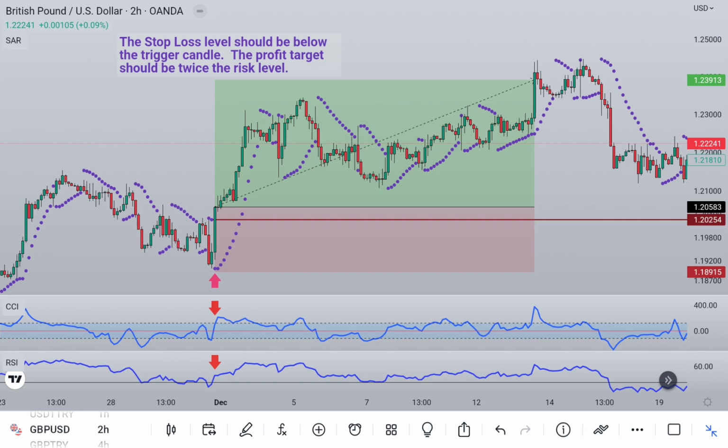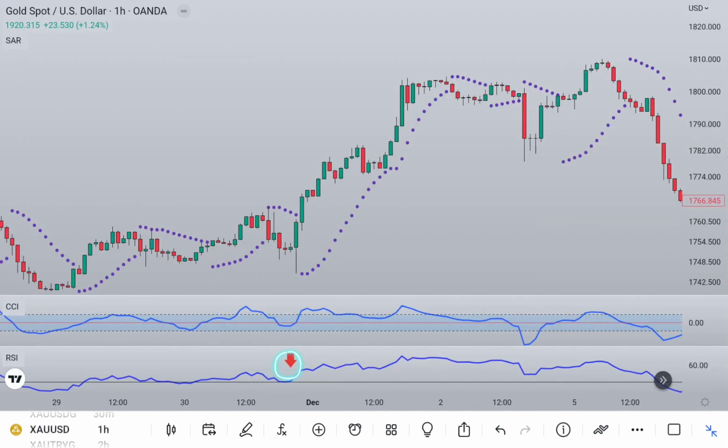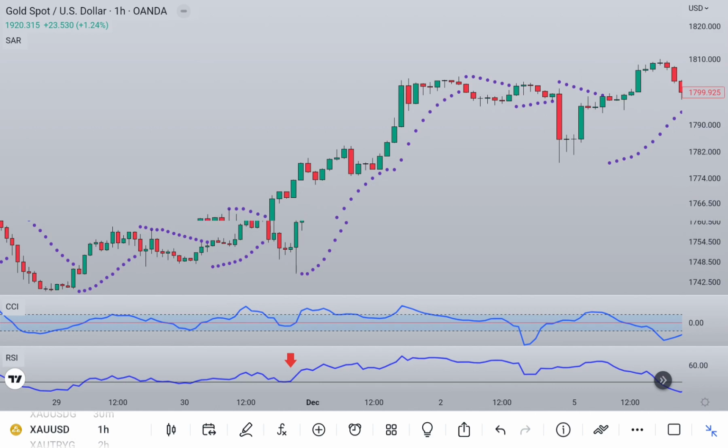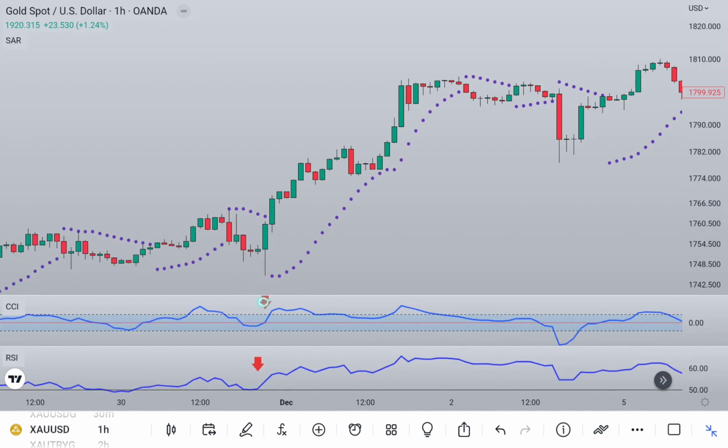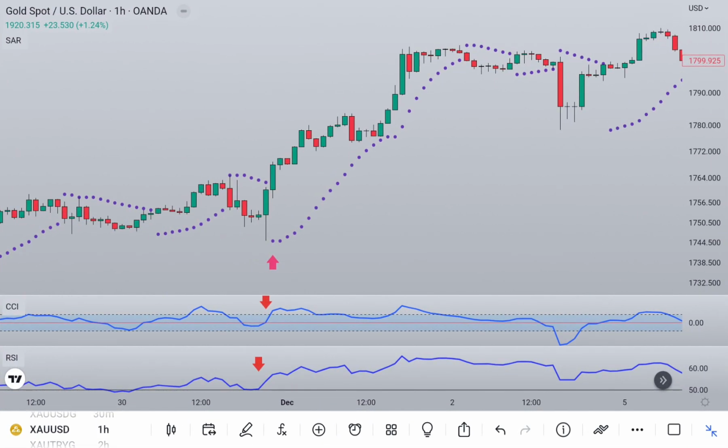Let's look at another example of a long position to reinforce it. Rule 1. The RSI indicator should cross the 50 line upwards. Rule 2. The CCI indicator should cross the value of -120 or 0 upwards. Rule 3. The Parabolic SAR indicator must be below the price.